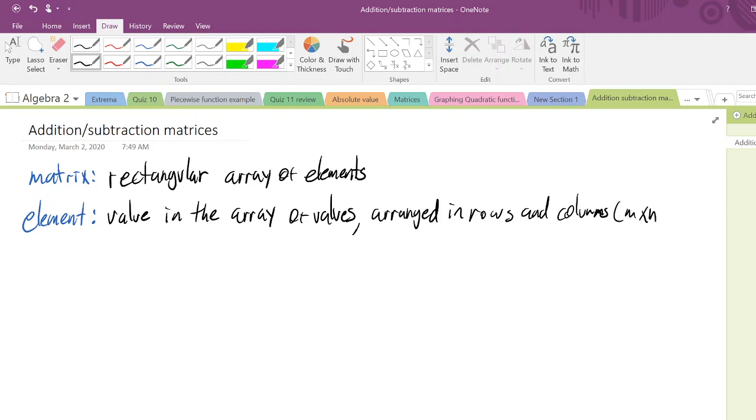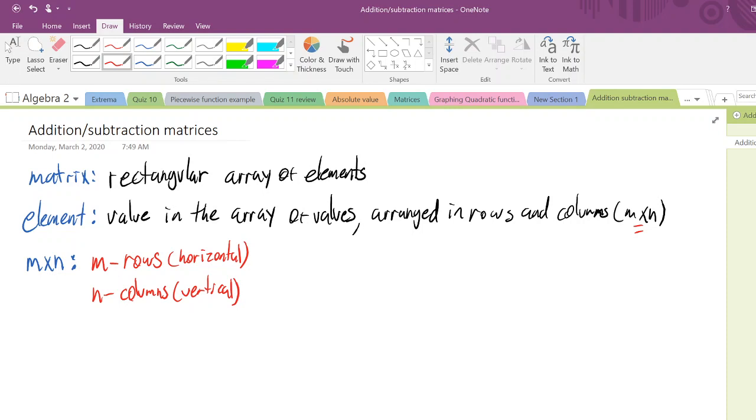It's written as m by n. That x is not an x, that is a multiplication. So you say m by n, not m times n. The m are the rows and n are the columns. You have to think of the rows as horizontal, and the columns as vertical. So you're going to read it as row by column.